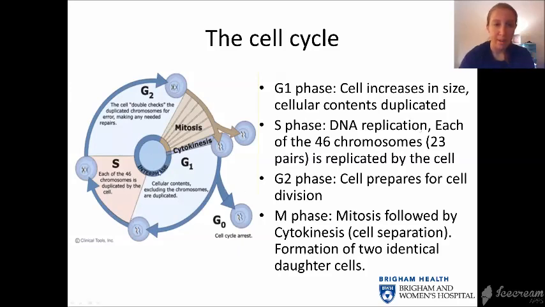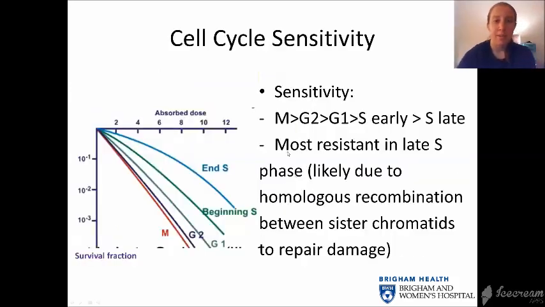Then it goes to the S phase. This is where DNA replication occurs, so each of the 46 chromosomes is duplicated by the cell. Then it gets to the G2 phase, where the cell prepares for cell division. The cell will double check the duplicated chromosomes for error, making any needed repairs. Then the M phase is when mitosis occurs, followed by cytokinesis, which is cell separation, the formation of two identical daughter cells. Each of these phases, and we'll see later why this is important, has different sensitivities to radiation.